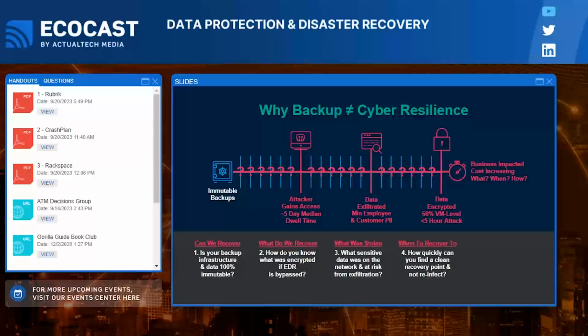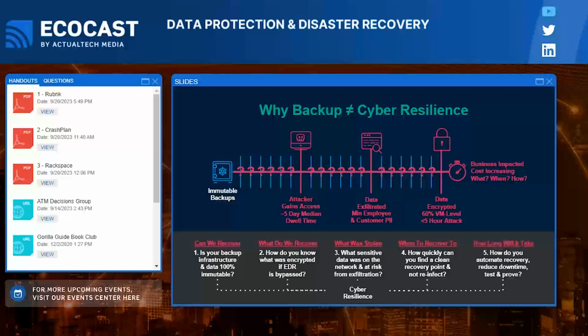Speaking of our customers, we've had over 150 customers attacked with ransomware, and none of them have been required to pay a ransom, and none of them have lost any data. And then finally, how long will it take? Do you have a way to automate the recovery, reduce downtime, and test that? So we give you the ability to orchestrate the process, pre-plan those VM failovers and recoveries, and be able to test that.